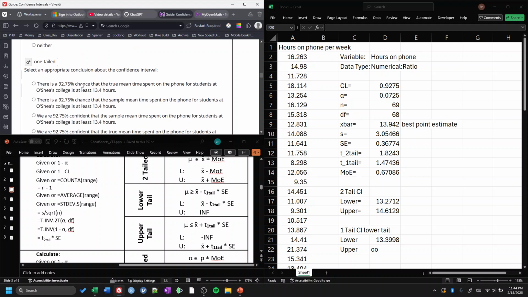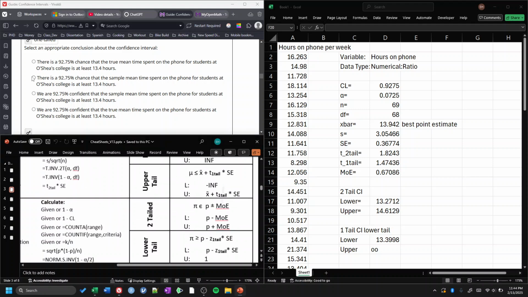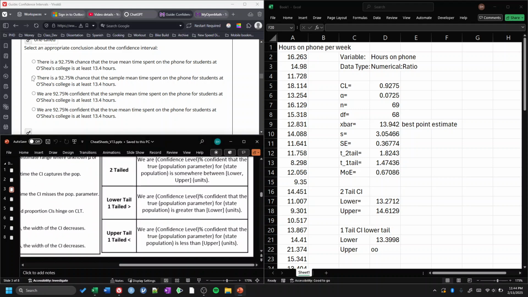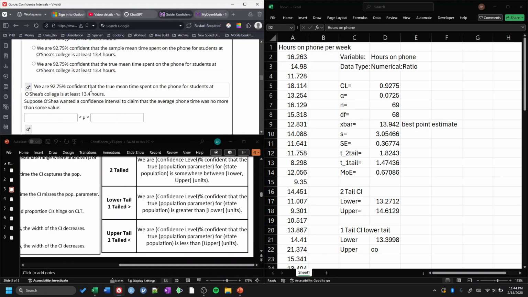And we're going to now write a conclusion here. So of our conclusions, let's scroll down and look at our possible options that we have here. So it says we are 92.75% confident that the true hours on the phone, remember, hours on the phone for students at O'Shea's College, is greater than this 13.399. And oftentimes, when you talk about it in sentences, or where we're actually trying to describe it, we round them to be a reasonable number of decimal places.